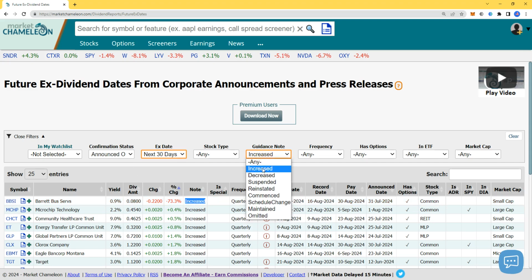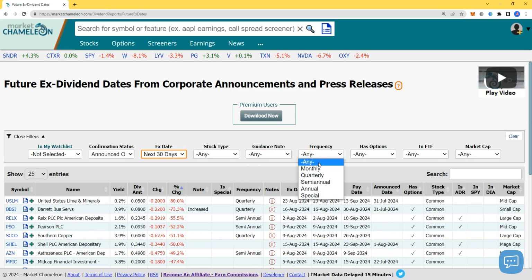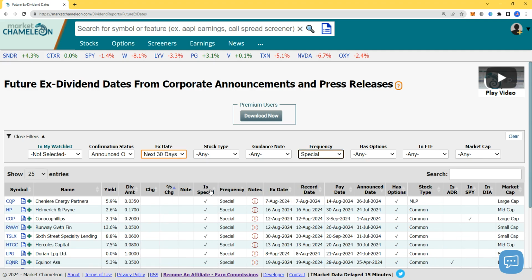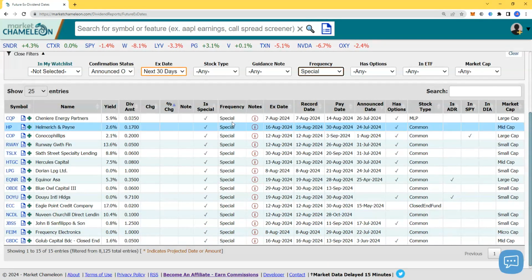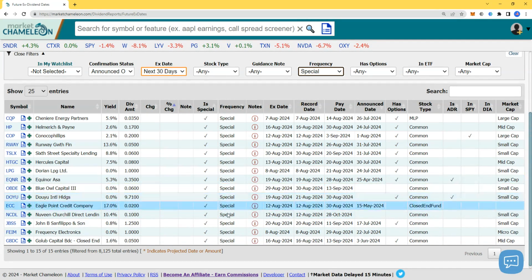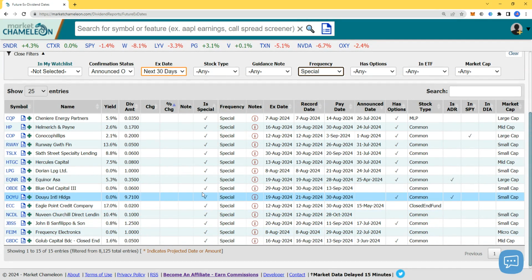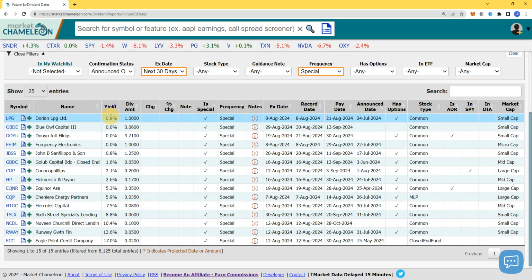You can check by decrease and all that, but let's focus on the second thing, which is special dividends. So if you click here on the frequency, you can change to special, and you get all those. It says is special, yes, frequency is special, which means that's a new dividend. And let's go not by yield, because if you change by yield, you see 0%. That means that regularly they don't pay any dividends. So you might have missed that if you just filter by yield.